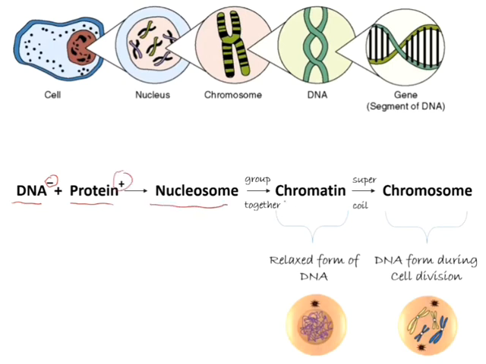The nucleosomes group together to give us the chromatin, which is the relaxed form of the DNA. The chromatin supercoils together to give us the chromosomes during cell division. That's the second form, while the chromatin is the first form of the DNA.